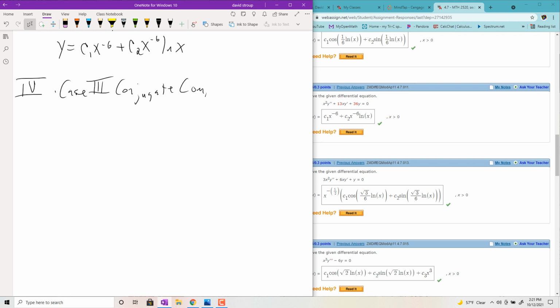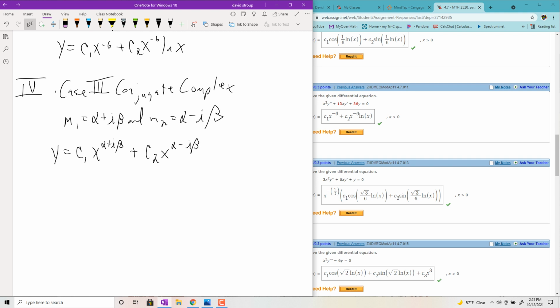Conjugate complex roots. So suppose we have m1 is alpha plus i beta, and m2 is alpha minus i beta. Your general solution, technically, would be y equals c1 x to the alpha plus i beta plus c2 x to the alpha minus i beta. But we want to get rid of that imaginary number. Just like we did before, we're going to rewrite it using Euler's formula.